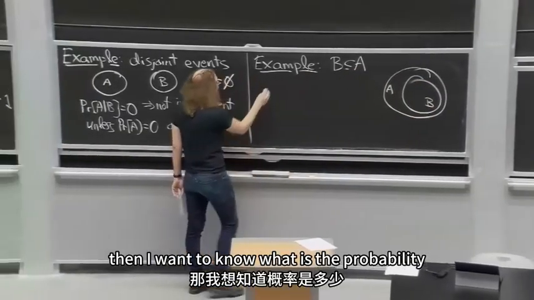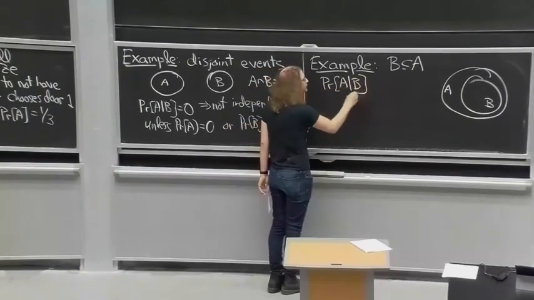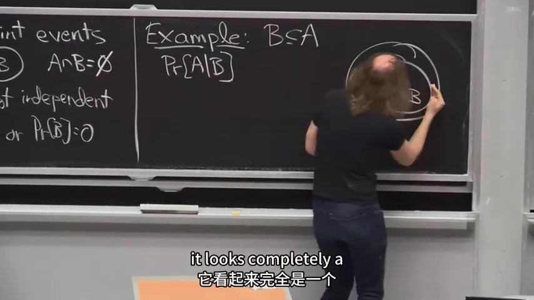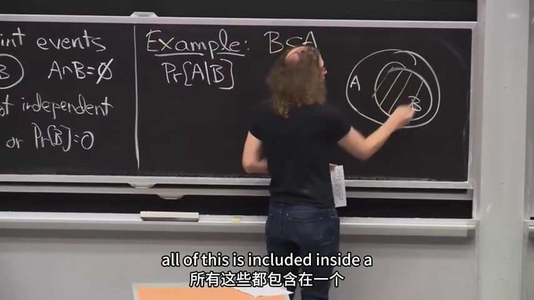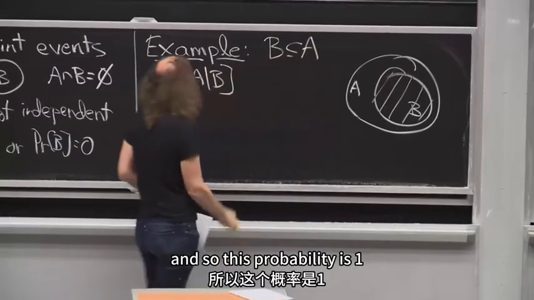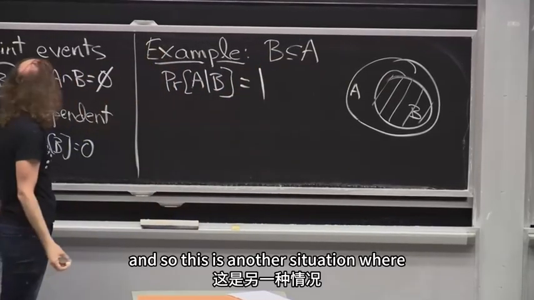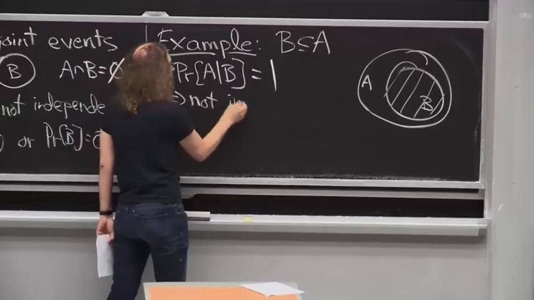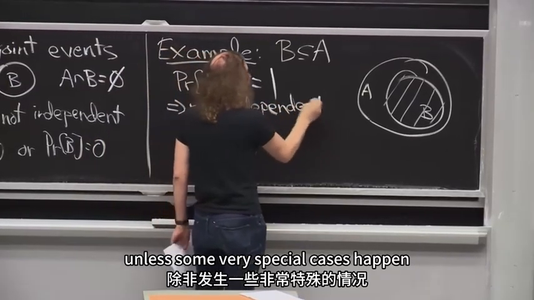Then I want to know what is the probability of A given B. Well, if I zoom into B, it looks completely A. All of this is included inside A. And so this probability is 1. And so this is another situation where A and B are not independent, unless some very special cases happen.